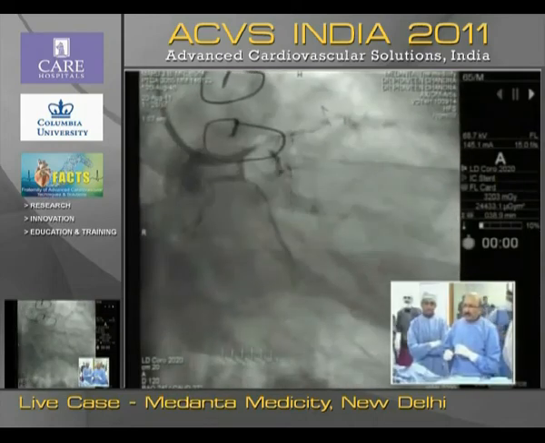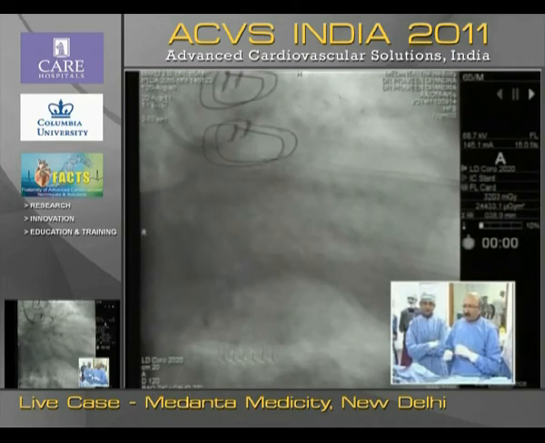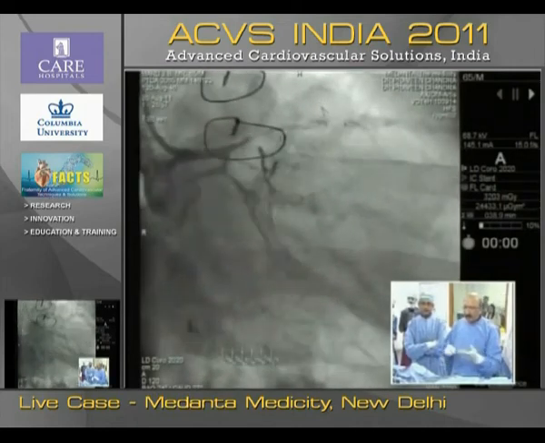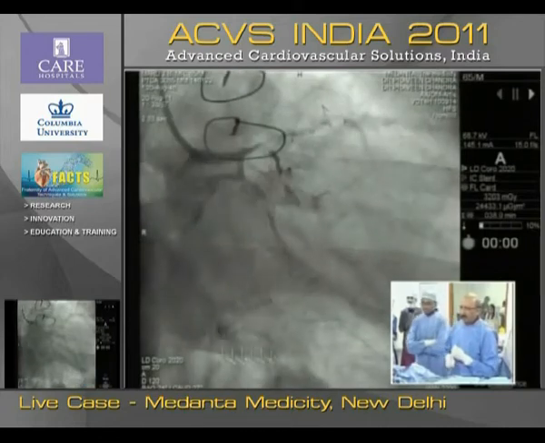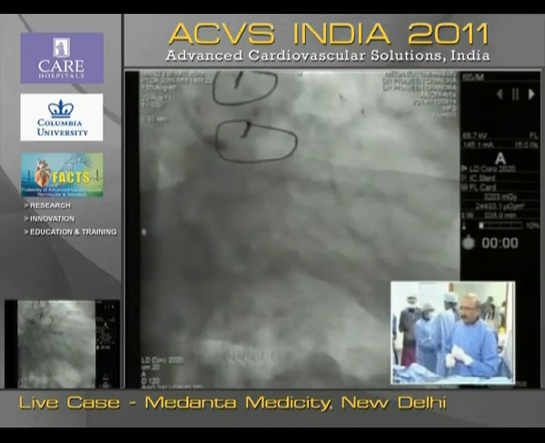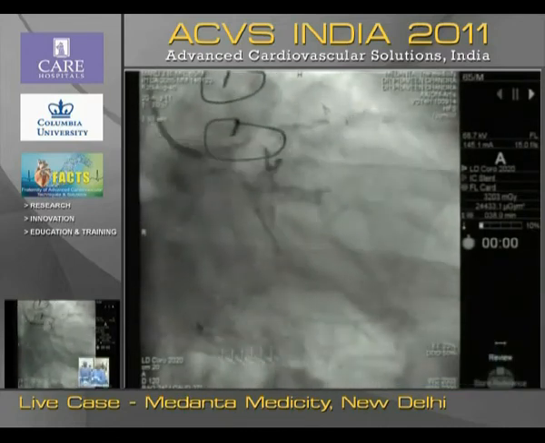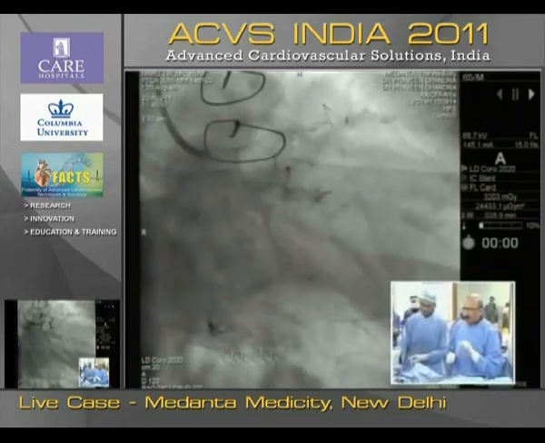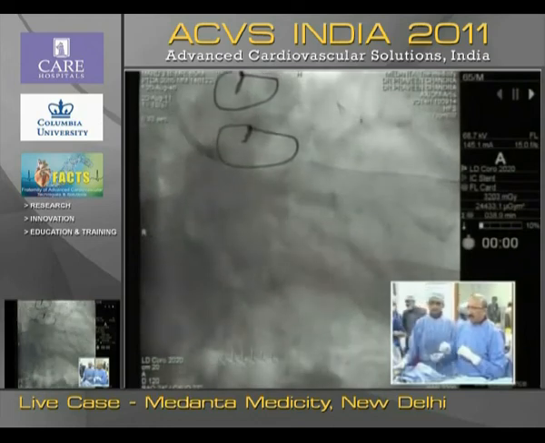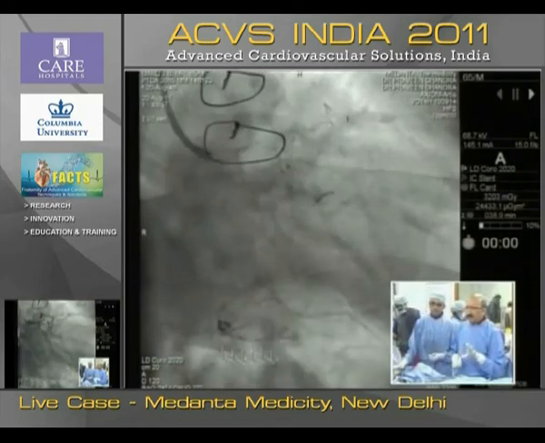So what is your opinion about this quickly, so that we can show you in 10 minutes what we are doing and what we have done. He has a distal LAD lesion in the mid-distal part of the LAD, and the circumflex, which is dominant, is totally gone. And the graft through the circumflex.